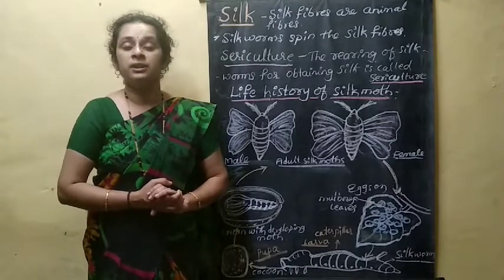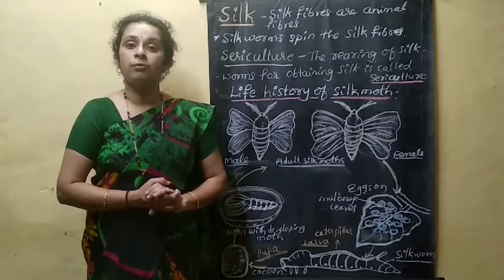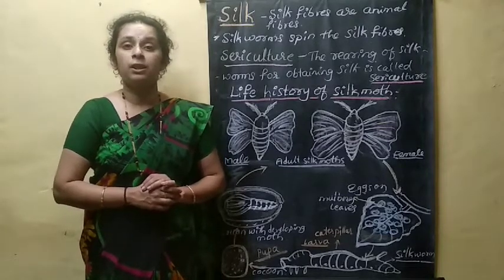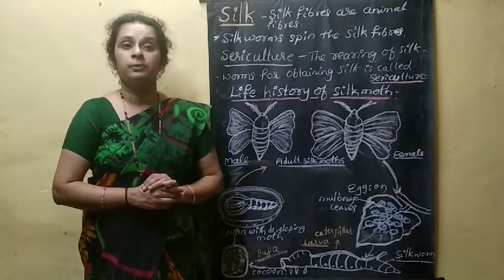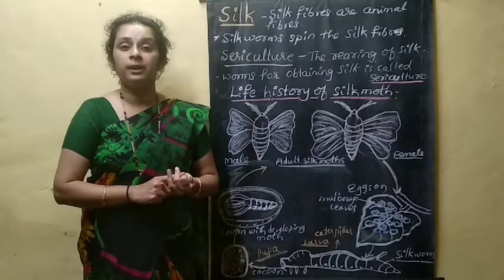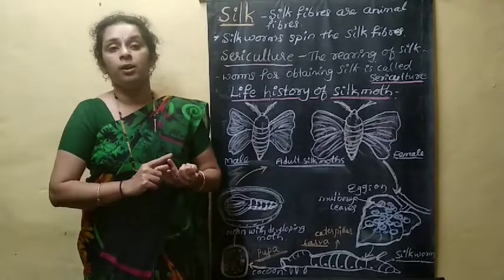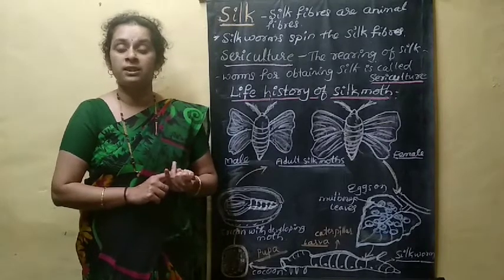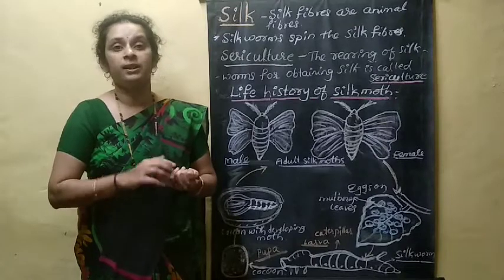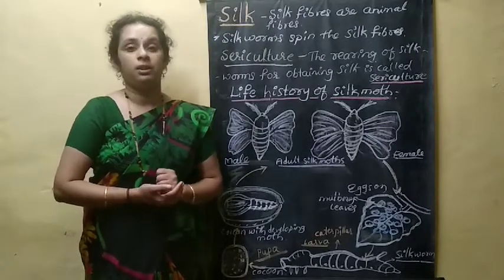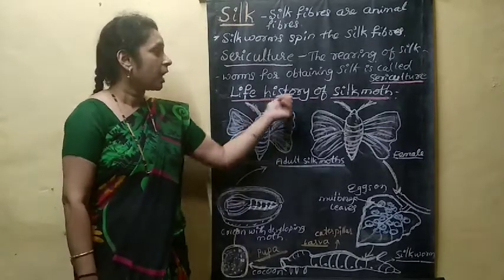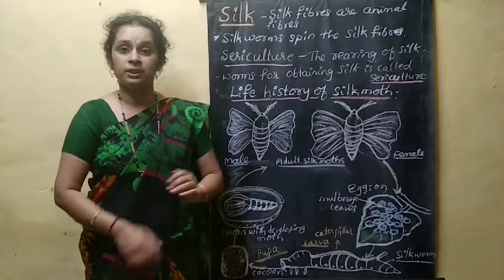Now we have discussed in detail the life history of the silk moth, or life cycle of the silk moth. This life cycle involves, first, the adult silk moth, then the egg, then the worm, the silkworm or larva stage. Next it will be the pupa stage, and then the cocoon stage, then it will develop again into an adult silk moth. These are the stages in the life history of the silk moth. We will discuss them one by one.